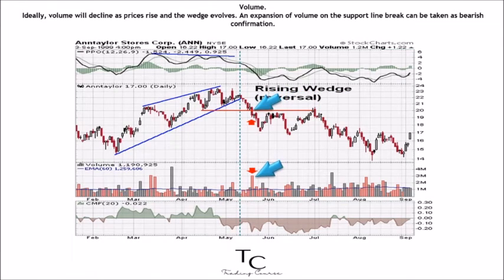Volume. Ideally, volume will decline as prices rise and the wedge evolves. An expansion of volume on the support line break can be taken as bearish confirmation.